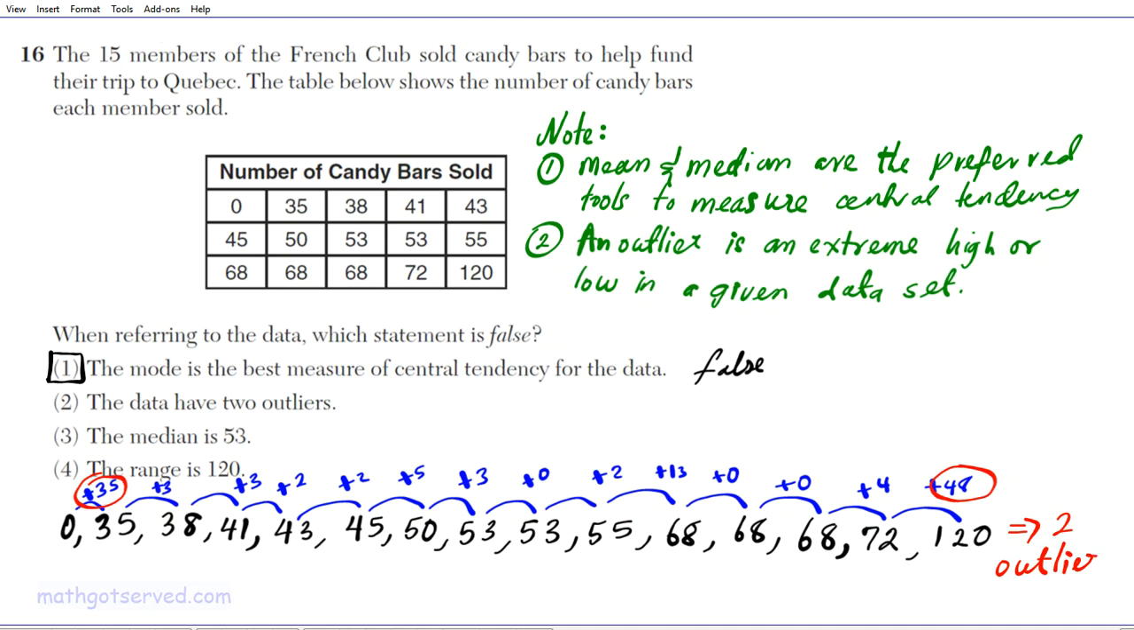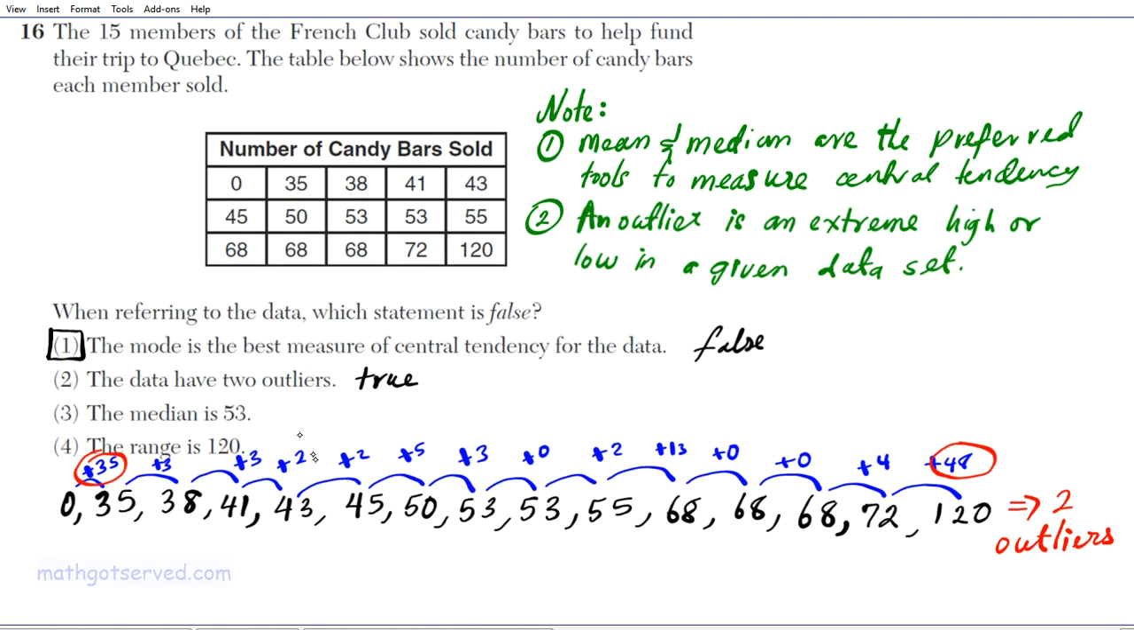Okay, remember the definition of outliers we indicated earlier. It is an extreme high or low in a given data set, and we have two of them here, so option 2 is true. Alright, let's take a look at option 3. Median is 53, so median is basically the middle number in the data set, or the average if you have two numbers occupying the middle.